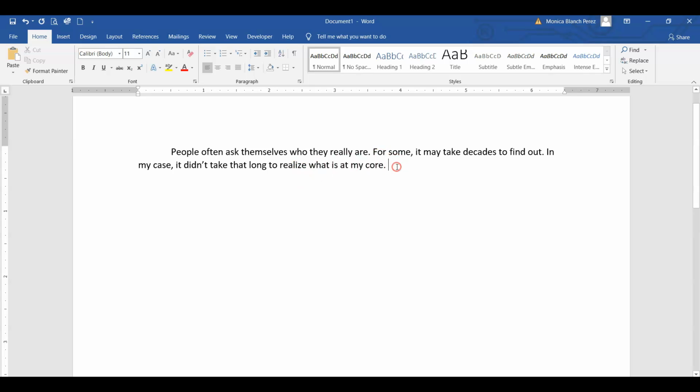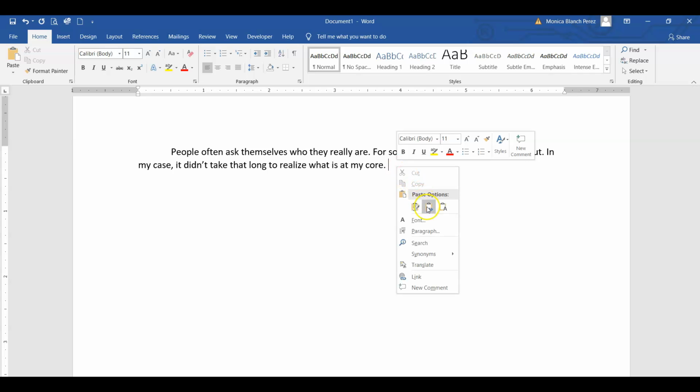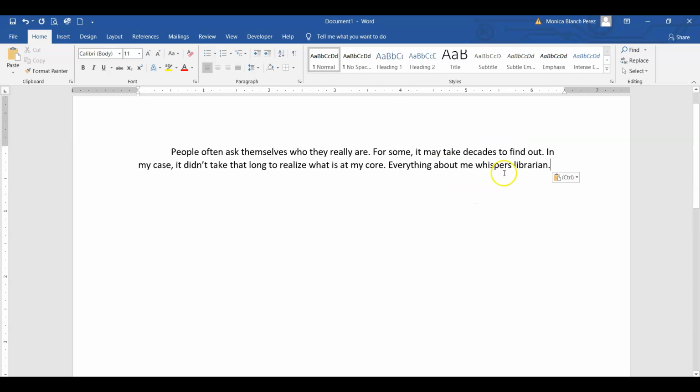Now I'm going to paste, right? Because I had a, everything about me whispers librarian. I like that. Everything about me whispers librarian. Period. I don't need to put the three things, but you know what? I'm going to, because I love books, right? So something about books. Yeah, I'll just leave it at that, because I love books.